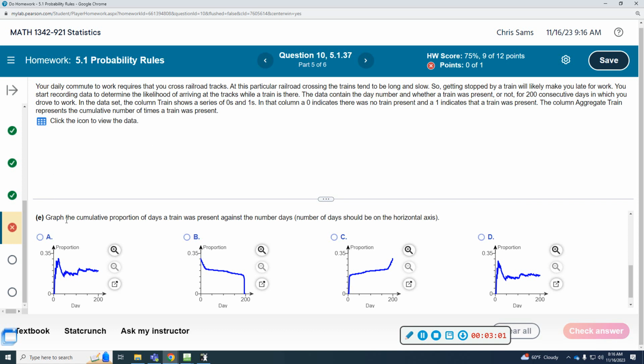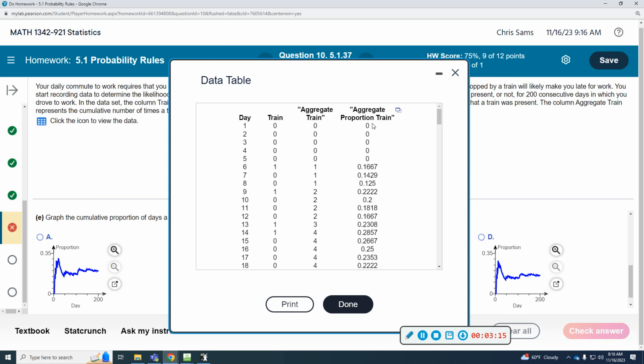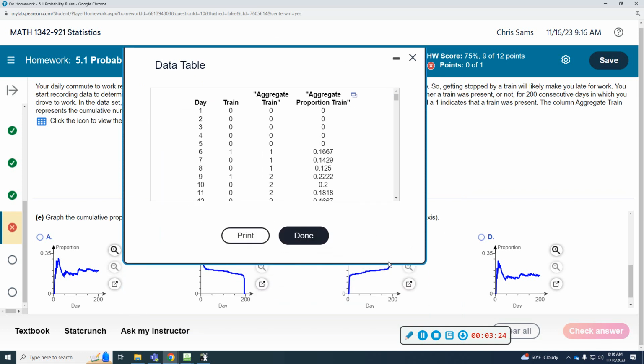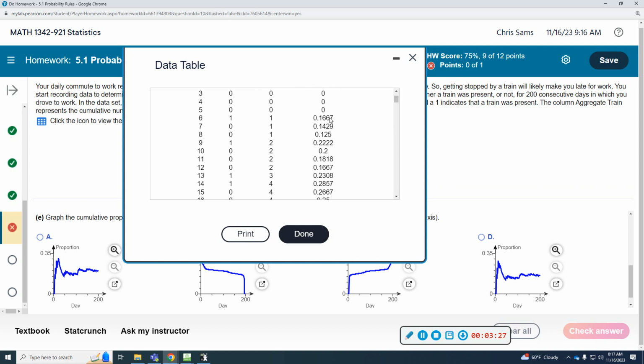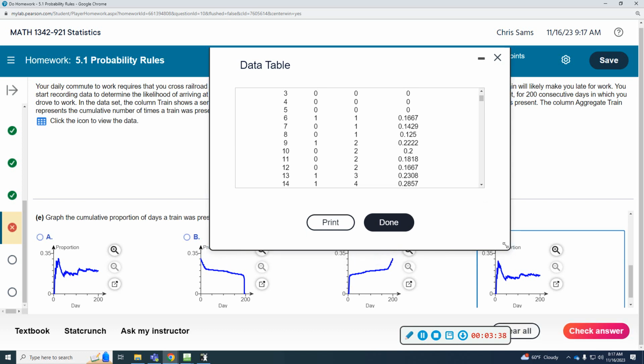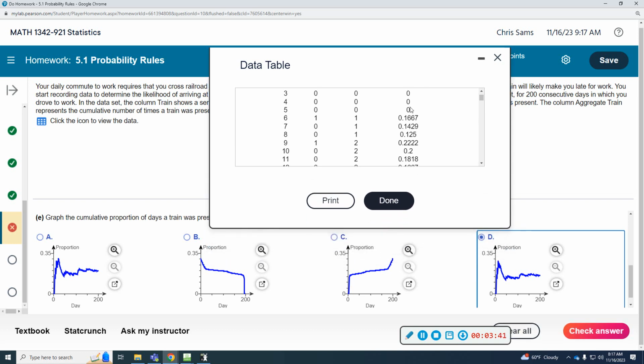E, graph the cumulative proportion of days a train was present. The cumulative proportion. I don't know that we get a cumulative proportion, that this just shows the proportion. So I think we can use this. Can I make this smaller? So if you follow these numbers, this is roughly what's going on. We're wanting to take a graph and match it to these cumulative totals.